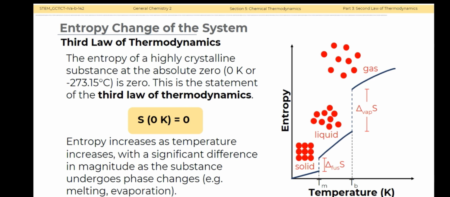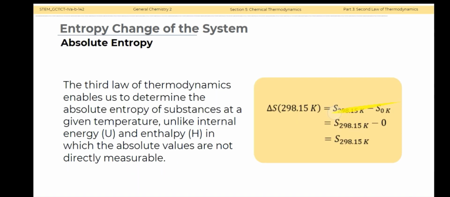A related law to the second law of thermodynamics is the third law of thermodynamics, which states that the entropy of a highly crystalline substance at absolute zero, 0 Kelvin or negative 273.15 degrees Celsius, is zero. Entropy increases as the temperature increases, with a significant difference in magnitude as the substance undergoes phase changes, for example, melting, evaporation.